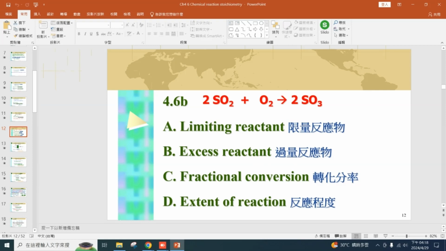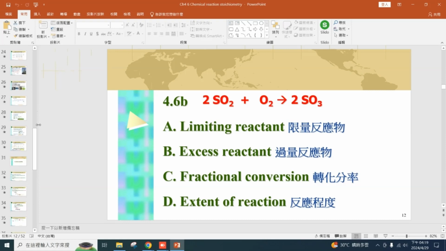And you also need to know the fractional conversion, the definition of the fractional conversion. What is this? And also you need to know the extent of reaction, the degree of the reaction. So we all have these definitions. You need to remember all of this.